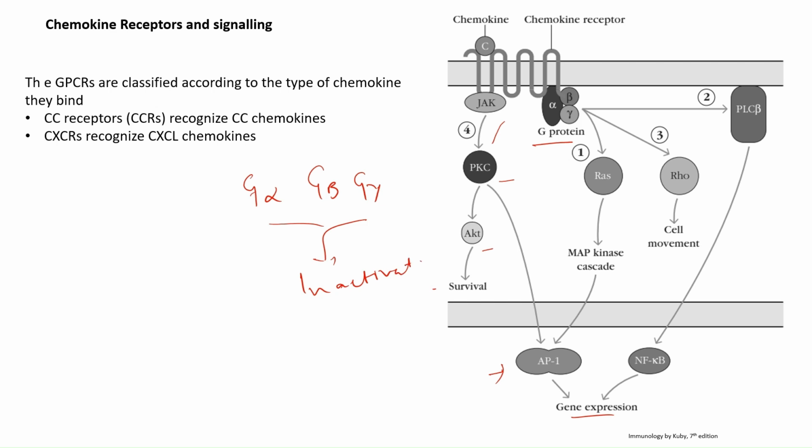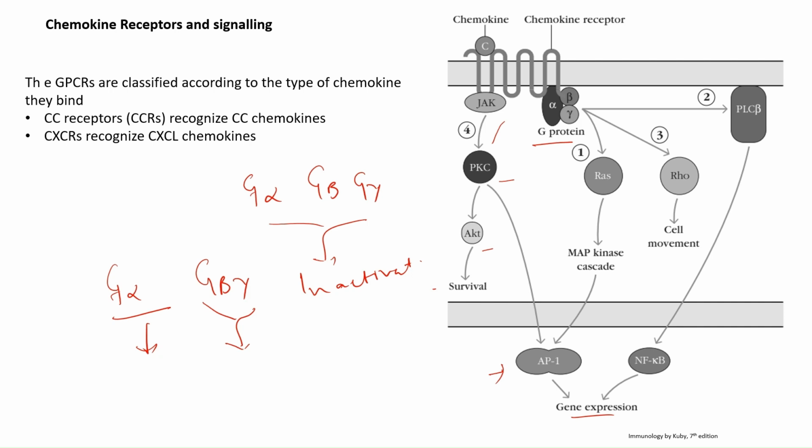Once any ligand or any chemokine binds with these receptors, this G alpha gets dissociated from G beta and G gamma. After dissociation, now these are active. Individually, this alpha can lead to a signaling pathway and individually this beta gamma can also lead to a signaling pathway.